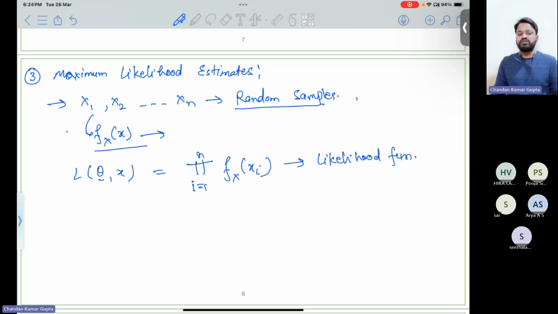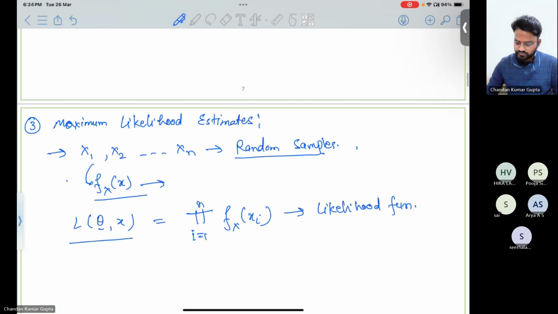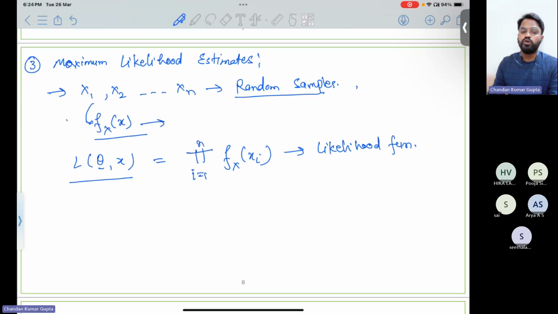Now our aim is to find the value of the parameter theta for which this function will be maximized. For comfort, or for less complexity, we have considered the log likelihood. Because this likelihood function is of a more complex nature, as it is a product of the PDFs.